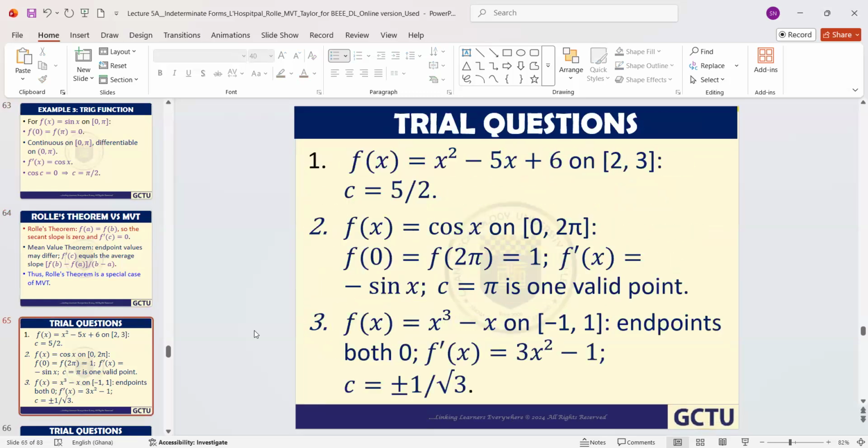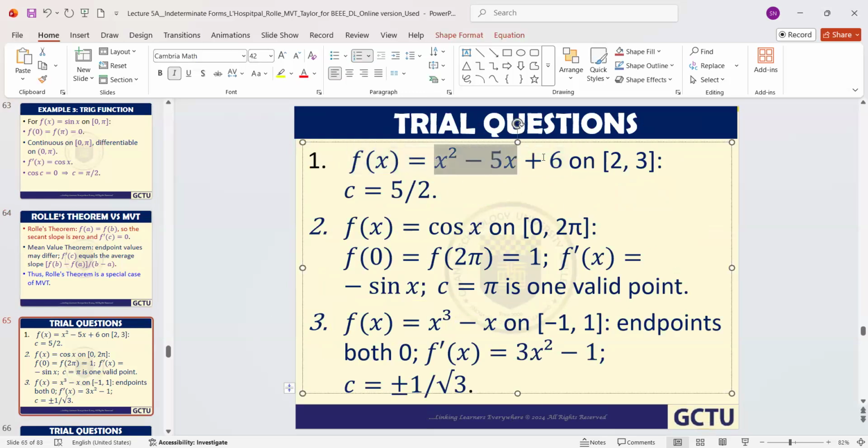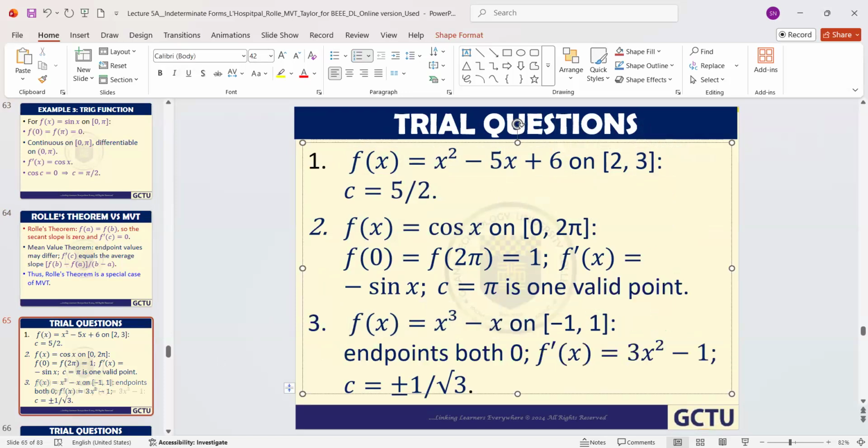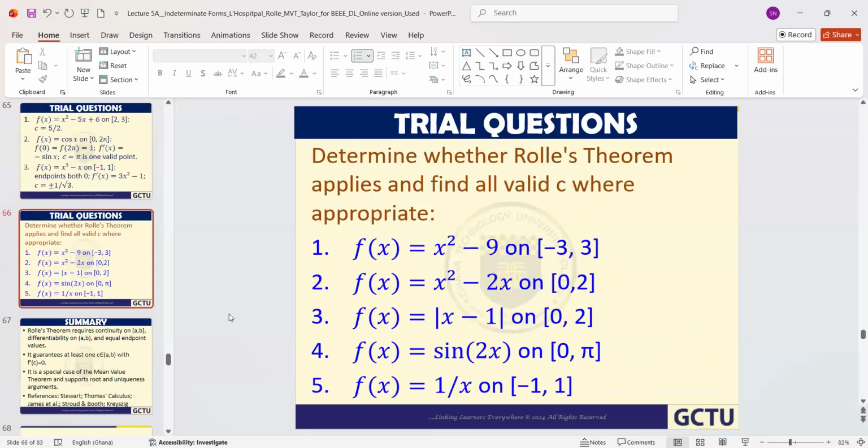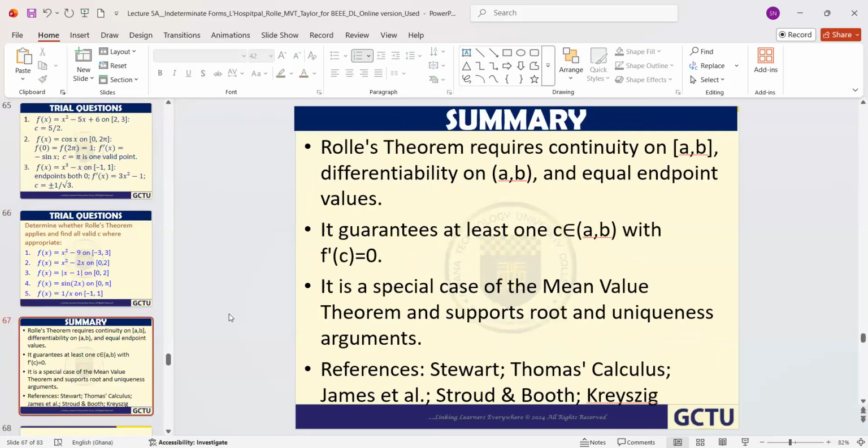So basically, these are some examples of questions. You will first of all check the equation. This quadratic is continuous. Check whether it's differentiable and make sure that when you differentiate this and equate to 0, the answer will be in between 2 and 3. Do the same thing for cos x and do the same thing for x cubed minus this. These are very good examples to practice to make sure you follow through with this, and some more trial questions. So that's the summary, and it tells us exactly what I have explained.